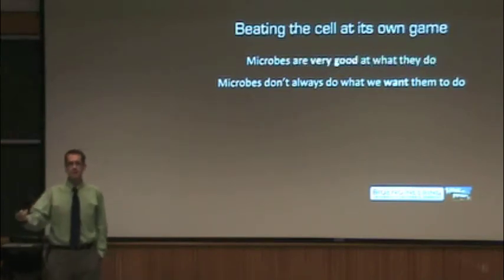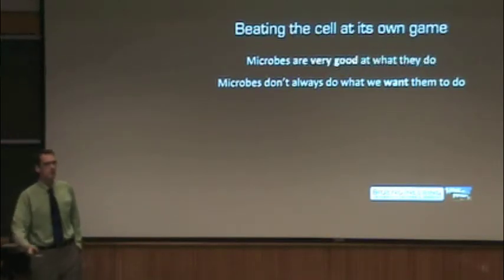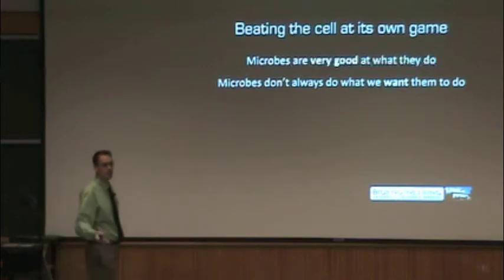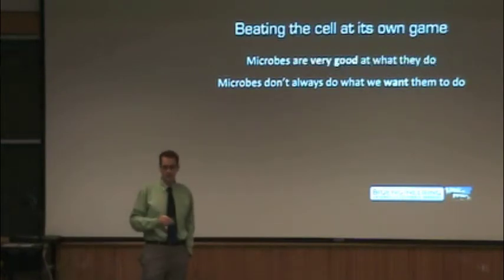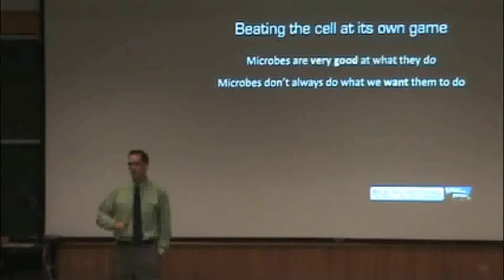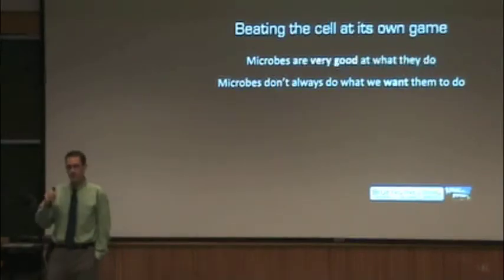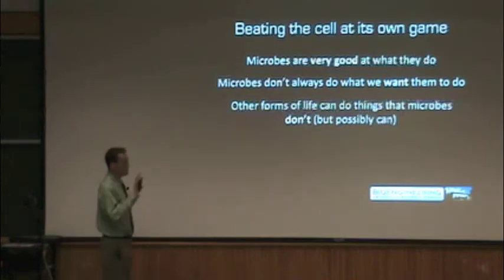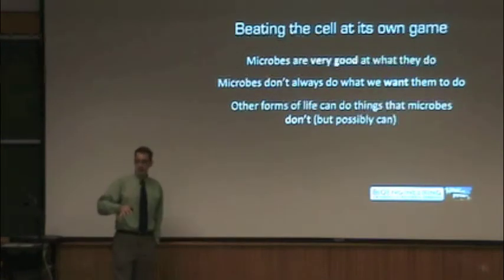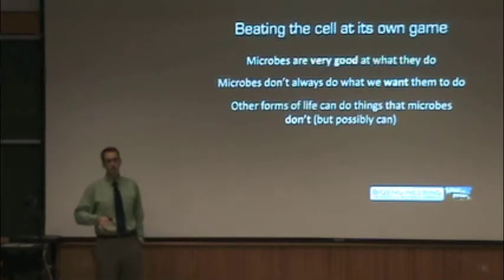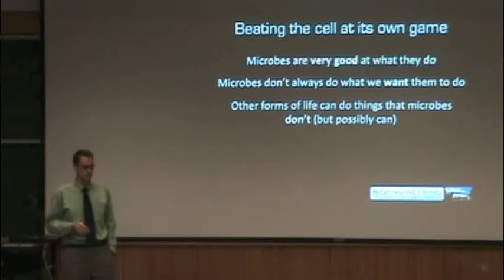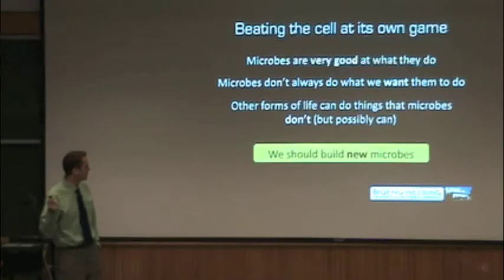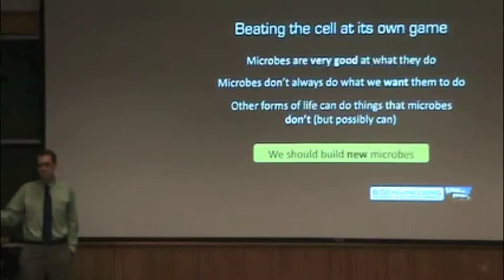They might make something, but they don't make enough of it, or they might make enough of it, but only under very particular conditions. So they're capable of a lot, but they don't always act the way we want them to act. And other forms of life can do things that microbes don't do, but possibly can. They don't do them now, but there's no reason why they can't do them. You put all those three things together, we should be building new microbes.